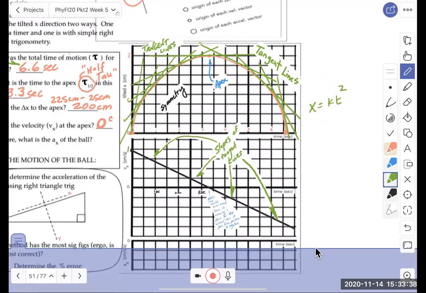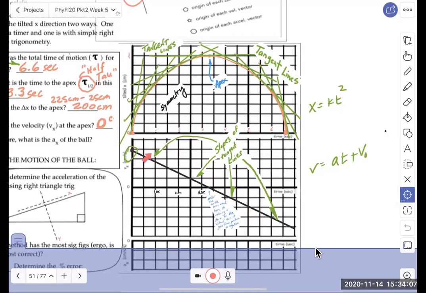So if that's the case, then we know that v equals some other kt. Actually, at least we can say this: v is equal to at plus some v naught. And this time we do have v naught, right? This right here is our v naught. So that's going to be the equation. But the point I'm making is, if this is parabolic, then this graph is linear.